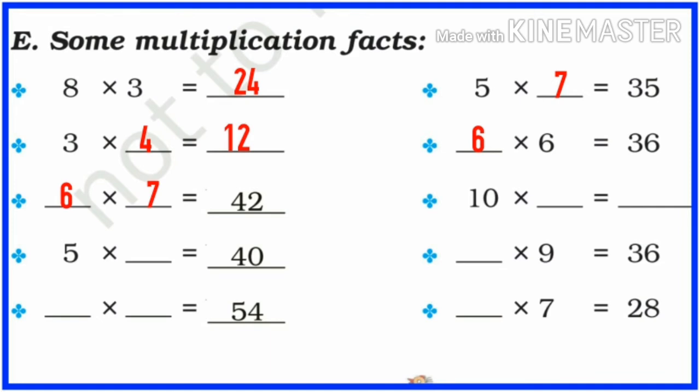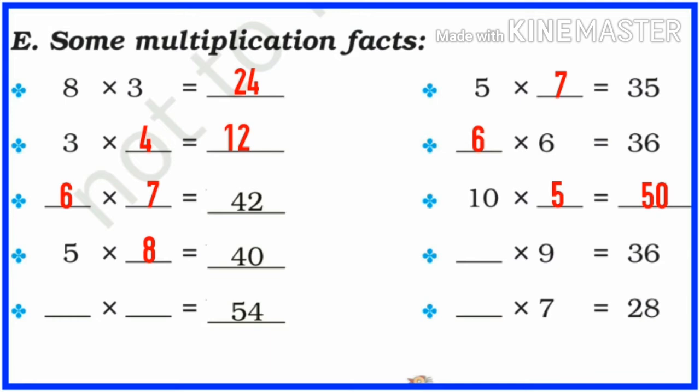Next one, 10 multiplied by dash is equal to dash. Here also you can take any number, multiply it by 10 and get the answer. I have taken the number 5. So 10 5s is 50. Next one, 5 multiplied by dash is equal to 40. You know, in the table of 5, at 8s, you will get the answer 40.